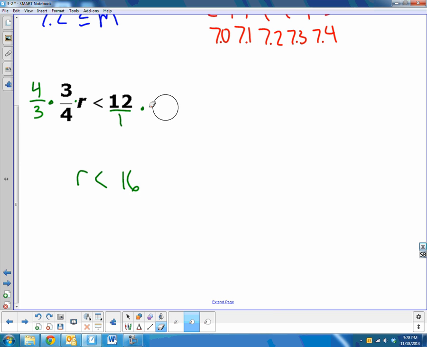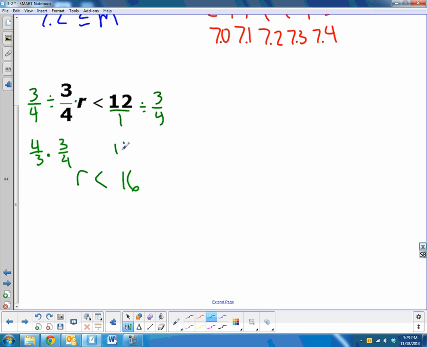I'm going to set it up that original way, just so I can confuse people as little as possible, but we're going to divide by 3/4, which gives me 4/3 times 3/4, and 12 times 4/3, there we go, which gives me my solution. R is less than 16.